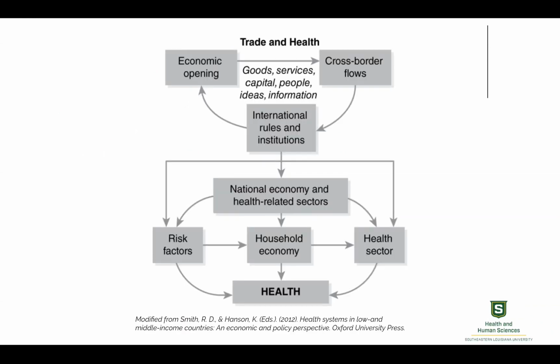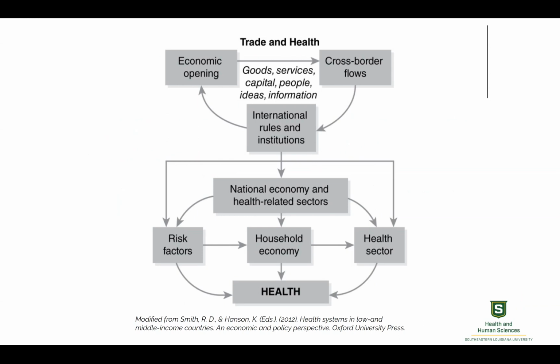So this image is modified from a model that looks at health systems in low and middle income countries, from an economic and policy perspective, trying to understand how trade influences health. You have economic opening and the cross-border flow of goods, services, capital, people, ideas, and information, and this is being encouraged or limited by international rules and institutions. So all of this is happening.